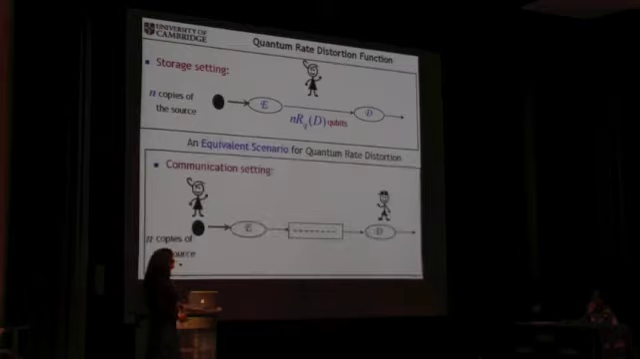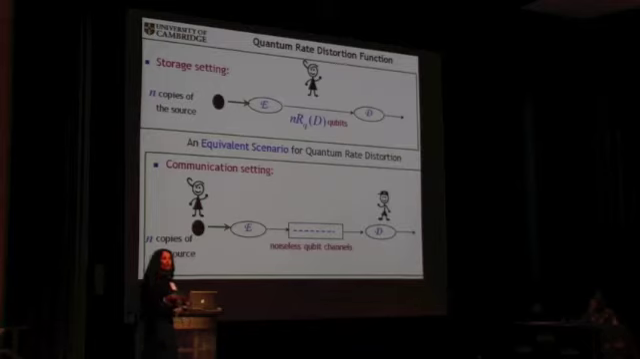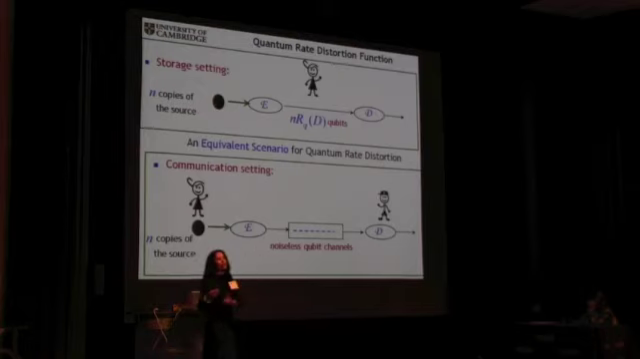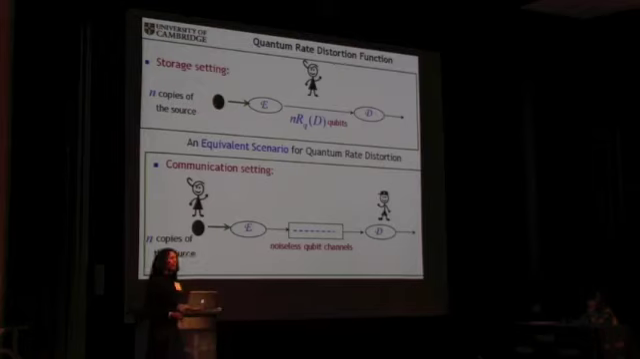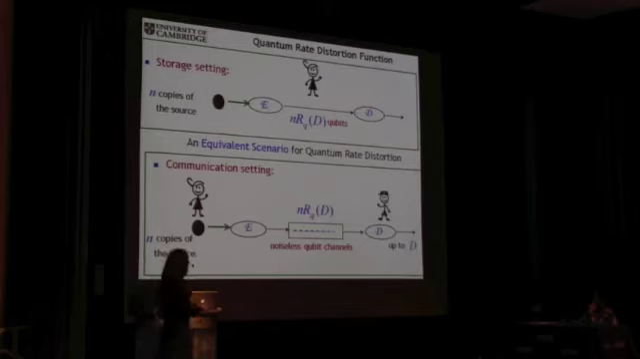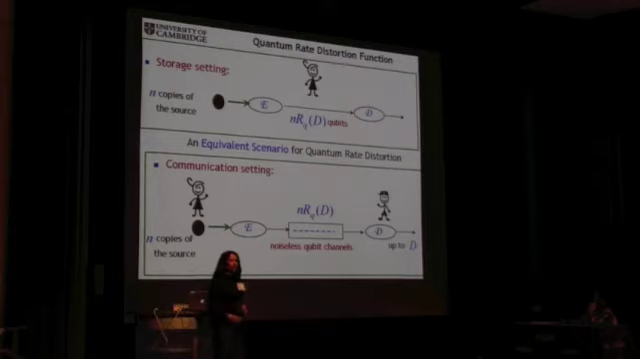Let's bring in two parties, Alice and Bob. Now, Alice has the source, and she has access to many uses of noiseless qubit channels, which she can use to transmit information emitted by the source to Bob, so that he can recover it up to some distortion d. So obviously, these are equivalent, and the minimum number of such noiseless qubit channels that she would need is n times the quantum rate distortion function. So we will often talk in the communication setting.